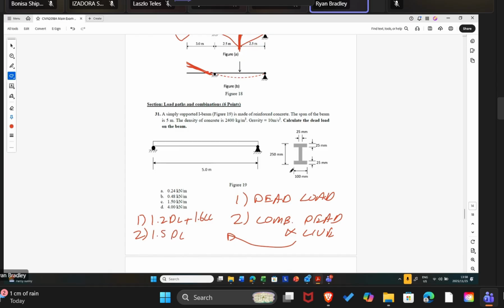So this first question, although it looks complicated, is quite simple. We simply have to work out the area of this R section. We can do that by breaking the R section up into 3 rectangles and working out the area of those 3 rectangles. Once we have the area, we also have the density of the material and gravity, and we can work out what the load per meter is. Not too much that is tricky in this question. It's just getting the cross-sectional area and multiplying that by the unit weight.